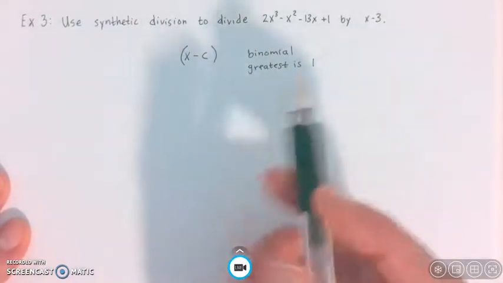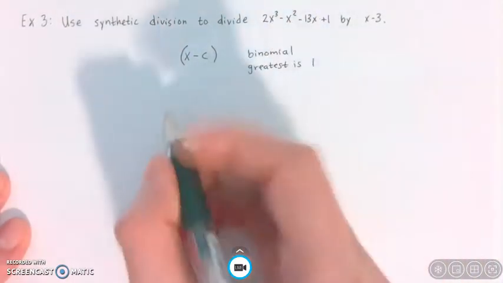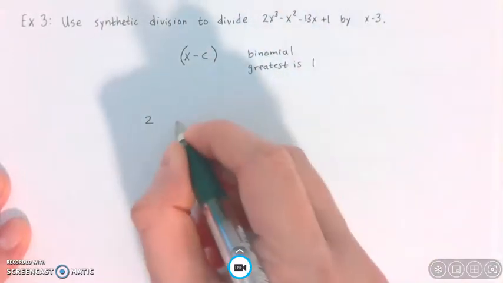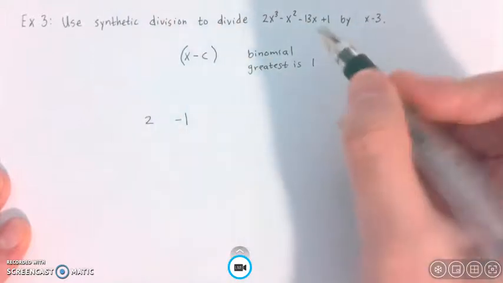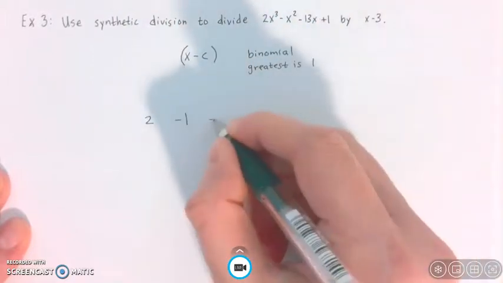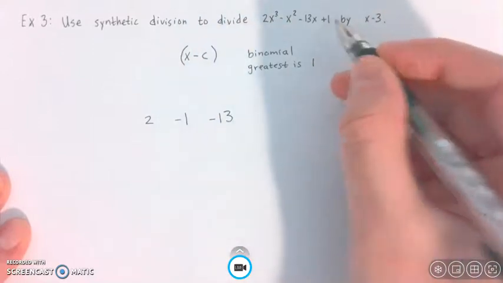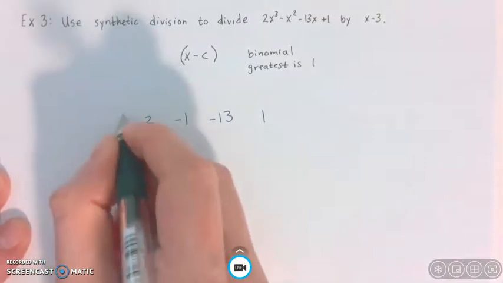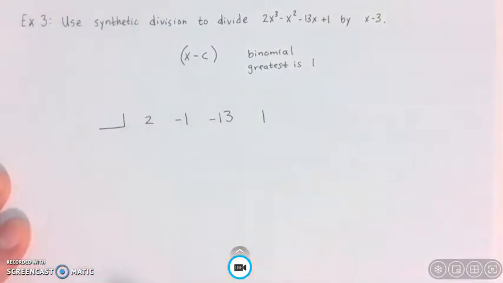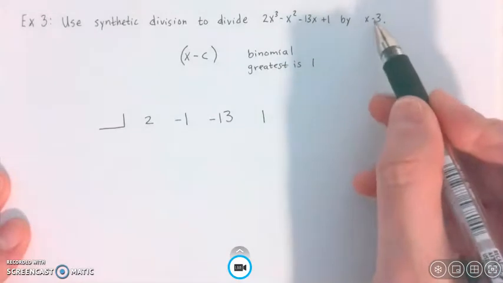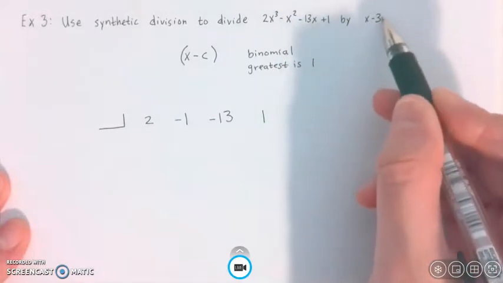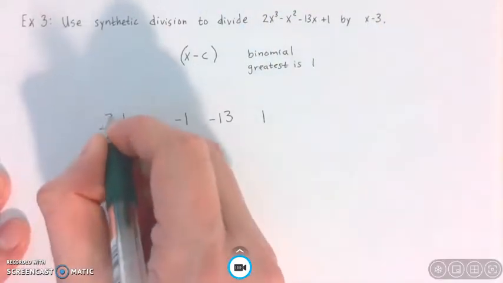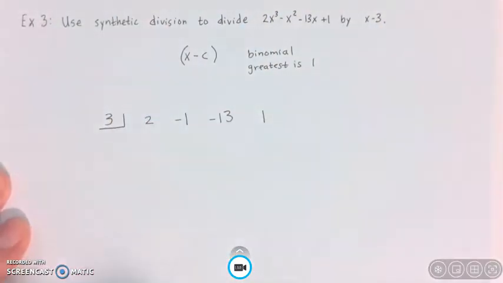So I'm only going to write the coefficients. So the coefficient of x cubed is 2. The coefficient of x squared is negative 1. The next coefficient is negative 13. And then the next coefficient is a positive 1. All right, and then we're going to make this little box right here. All right, and we're going to take the opposite of this constant, the opposite. So this is a negative 3. So in my box, I'm going to make that a positive 3.